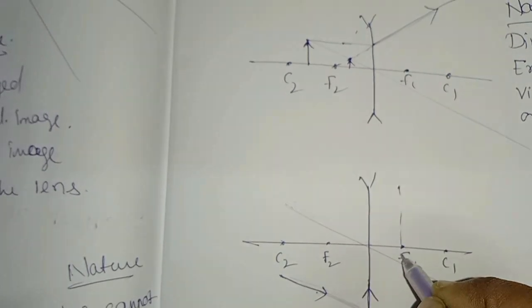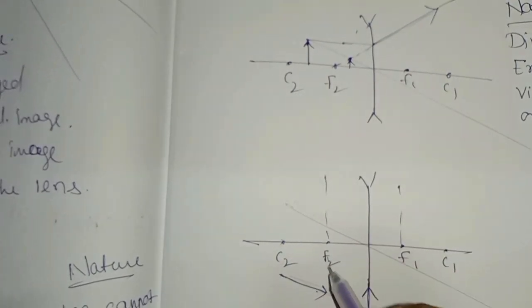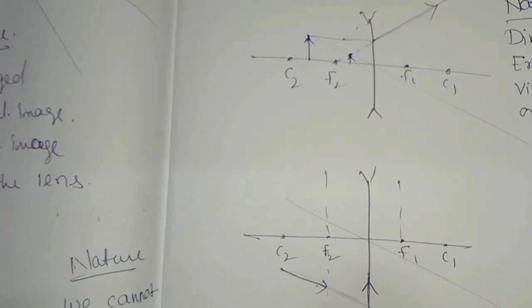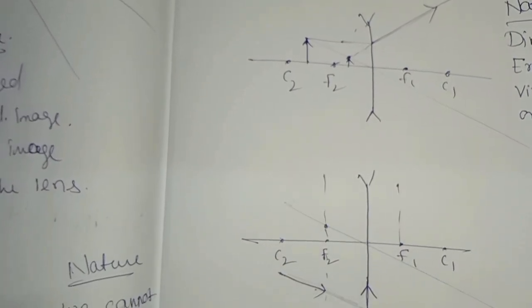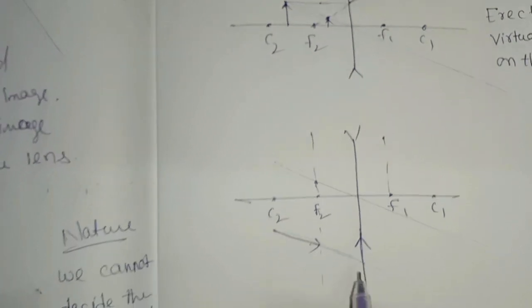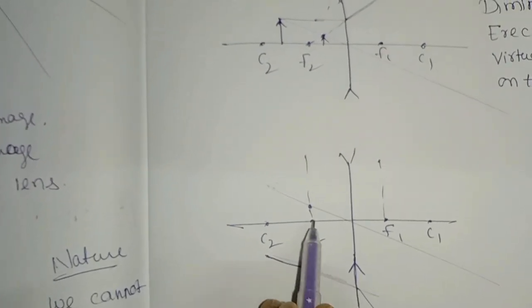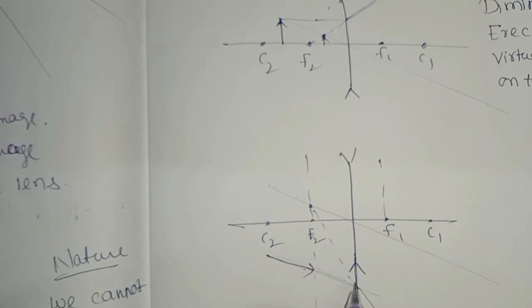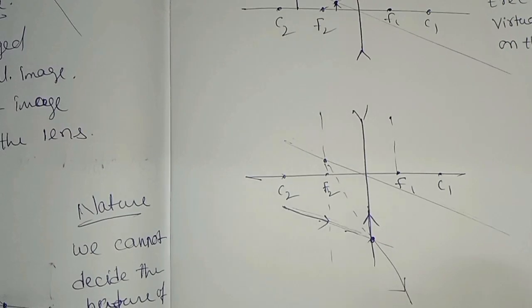Now I am extending my focus, not this one. The left side focus you have to extend. Right, where this is meeting here, right? So how does it diverge? Now join these two lines and it goes like this. So it diverges like this.